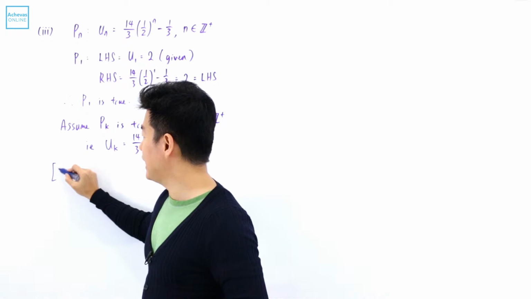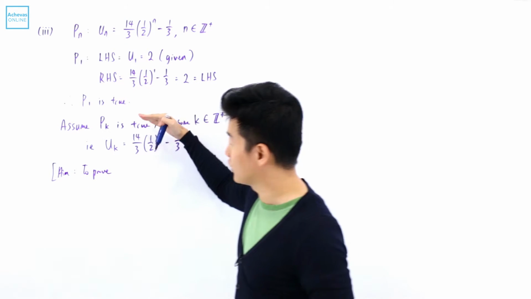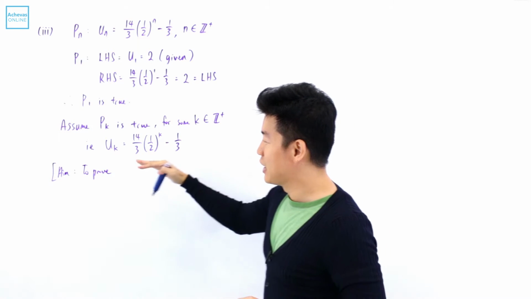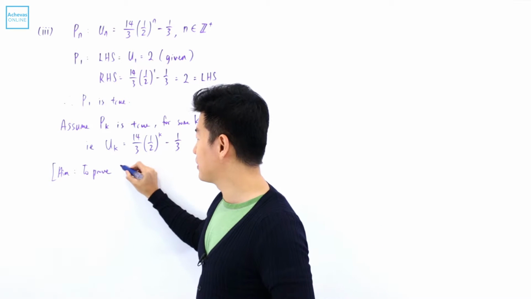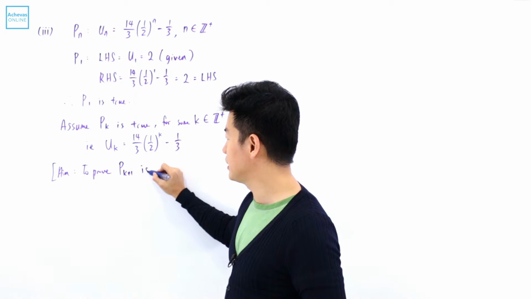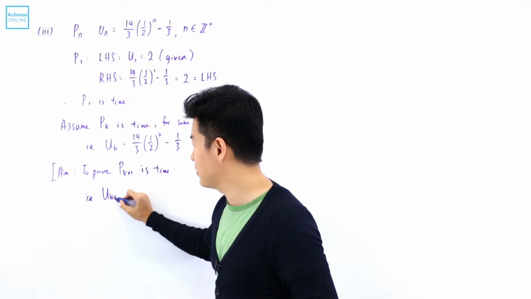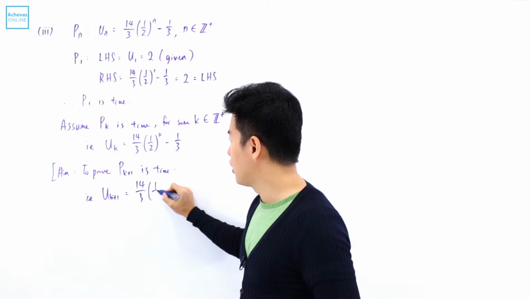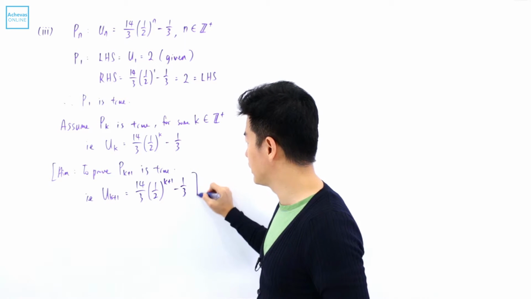And what is my aim? My aim is actually to try to prove, take note, Pk is just an assumption, we have never really proven this, but what we're going to prove is the next term, which is the Pk plus 1 proposition. So my aim is to prove that Pk plus 1 proposition is true. That means I'm going to aim to try to prove that Uk plus 1 is equal to 14 over 3 of 1 over 2 to the power of k plus 1 minus 1 over 3.